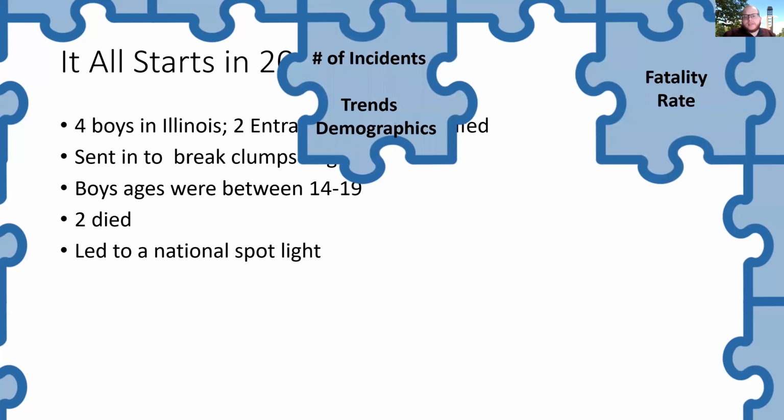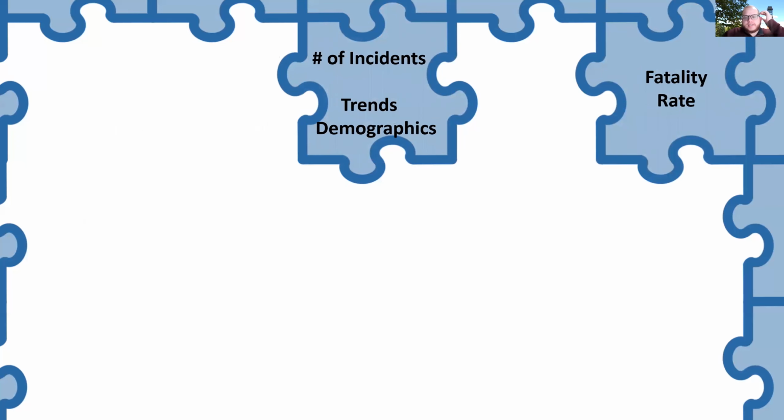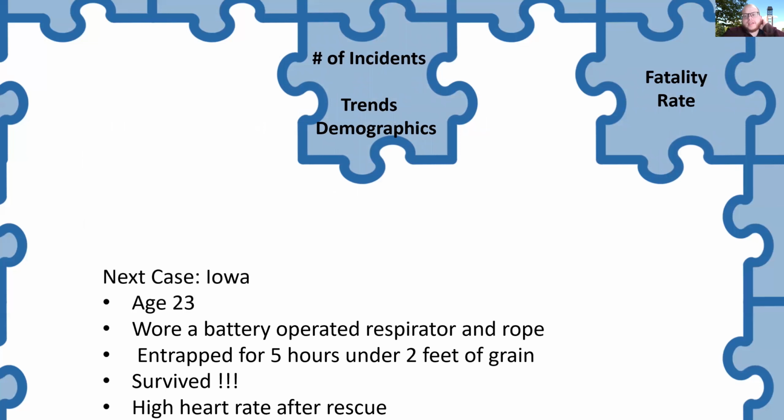So it starts, basically, you start to get questions in a sense. And then we experience another case. This one happens in Iowa. This is just a 23-year-old man, again very young, but in his case, he experienced asthma. So when he entered grain bins, knowing that it would be a very dusty operation, he wore a battery-operated respirator, and he had a rope on him as well. And similarly, he gets engulfed. In this case, he gets engulfed for 5 hours under 2 feet of grain, and he survives.